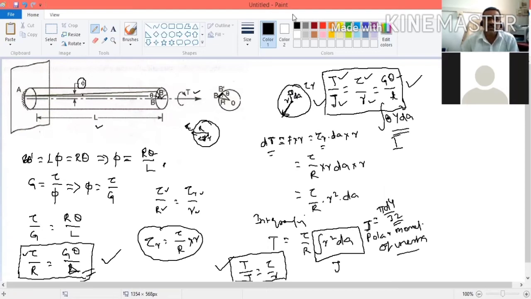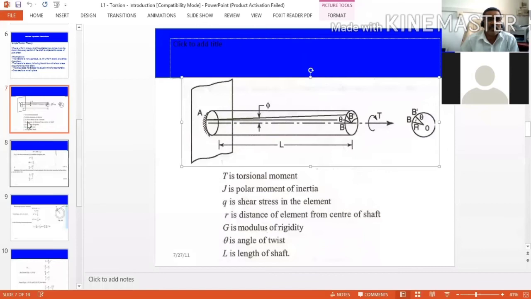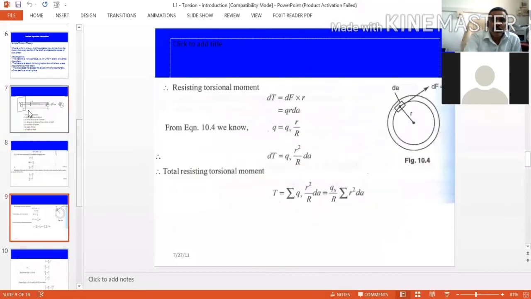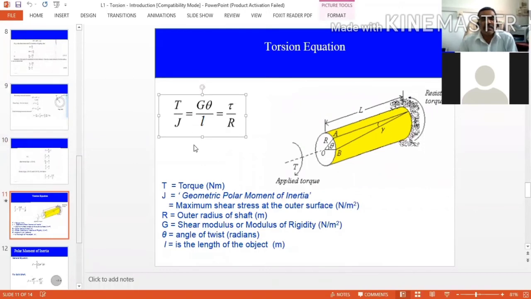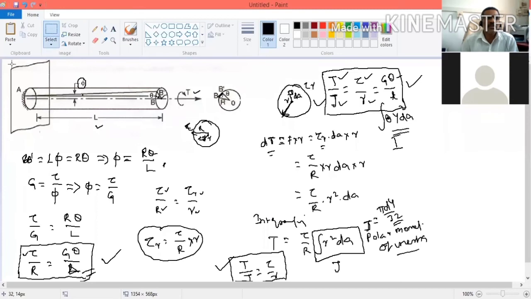Now you can see the torsion equation. The derivations are given. T by J is equal to G theta by L is equal to tau by R. Here tau is equal to shear stress. R is equal to what? Radius, that is d by 2. L is equal to length of the shaft. G is equal to modulus of rigidity of the material. Theta is angular twist. T is equal to torque applied. J is equal to polar moment of inertia. So how to calculate polar moment of inertia? Let us see.